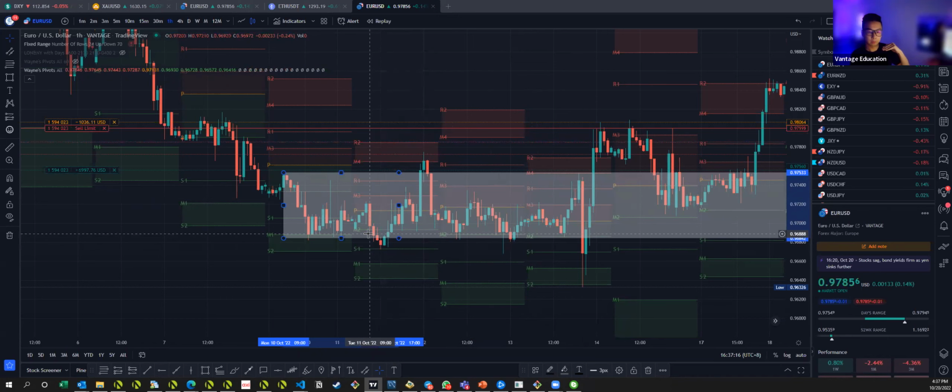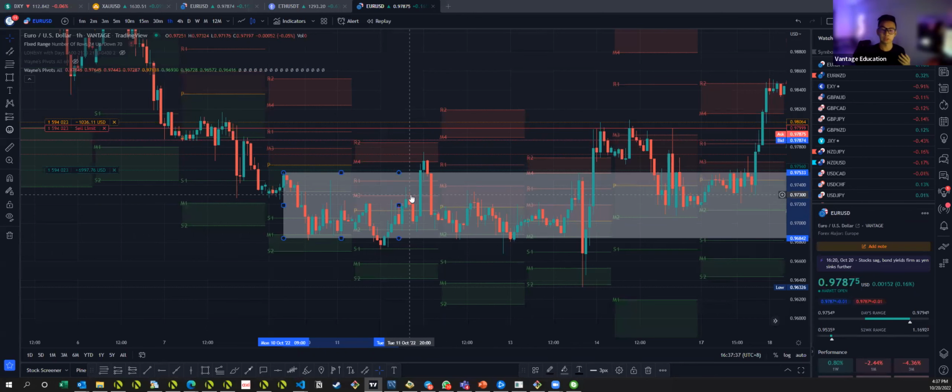So combining both concepts together in a trend, you're going to buy at M2 and sell at M3. But in a range, these levels will sort of coincide with the top of the range and the bottom of the range. So the strategy actually works for both a range as well as a trend.